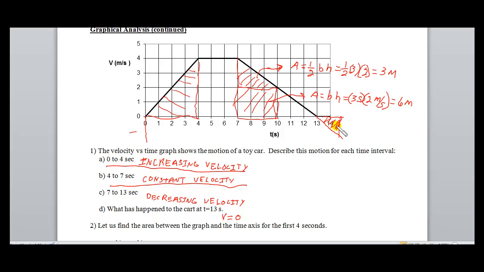So what we've learned here is that, first of all, whenever we have a velocity versus time graph, we can find the displacement by finding the area between the graph and the time axis, whether the graph is up here or if the graph extends in a negative direction. It's always between the graph and the time axis.